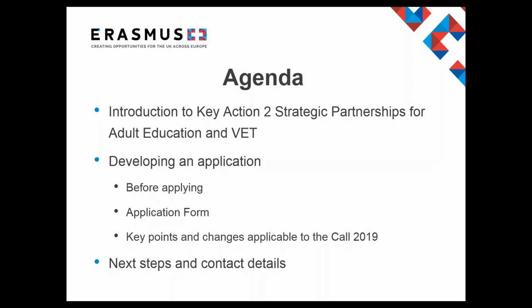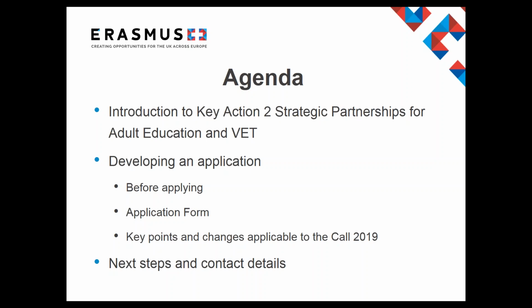In today's webinar, we will cover a brief introduction to Key Action 2 and changes applicable in the Call 2019, and completion of the Key Action 2 application form, which, starting from the Call 2019, is a web-based form replacing previous PDF forms. First, I'll talk you through some of the steps you need to take before you begin development of the application form. We will then demonstrate how to move between sections, fill out certain parts of it, and how to utilize the distance calculator. Finally, we will look at the next steps following the submission of your application and remind you how to contact the National Agency for additional support before the deadline.